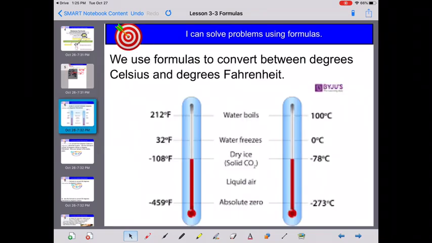All right. Now, that's not the only formula we use. We also use formulas to convert between degrees Celsius and degrees Fahrenheit. So taking a look at these two thermometers, you can see that water boils here at 212 degrees Fahrenheit, but at 100 degrees Celsius. And water freezes at 32 degrees Fahrenheit, but 0 degrees Celsius. Also, absolute zero on the Fahrenheit scale is at negative 459 degrees Fahrenheit, and absolute zero is negative 273 degrees Celsius on the Celsius scale.